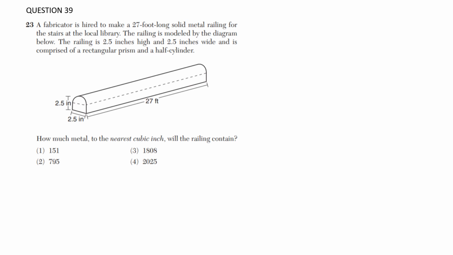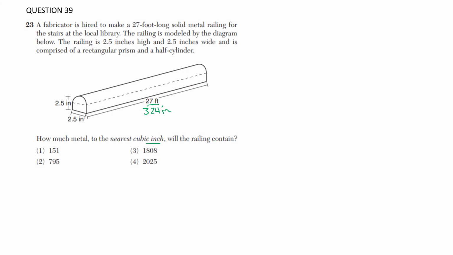Because this question is asking for cubic inches, let's convert 27 feet to inches. We can simply multiply 27 feet by 12 inches per foot to get 324 inches here. All right, so let's calculate. Let's separate this out into two portions. We can calculate the rectangular prism portion first, then the half cylinder portion up top.